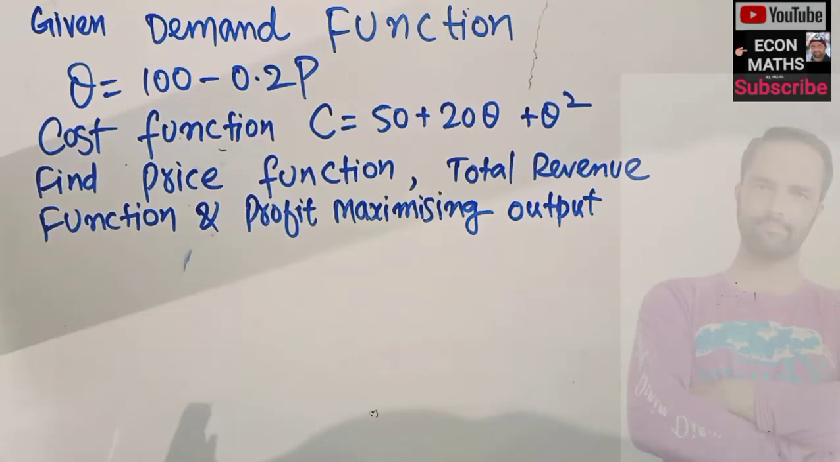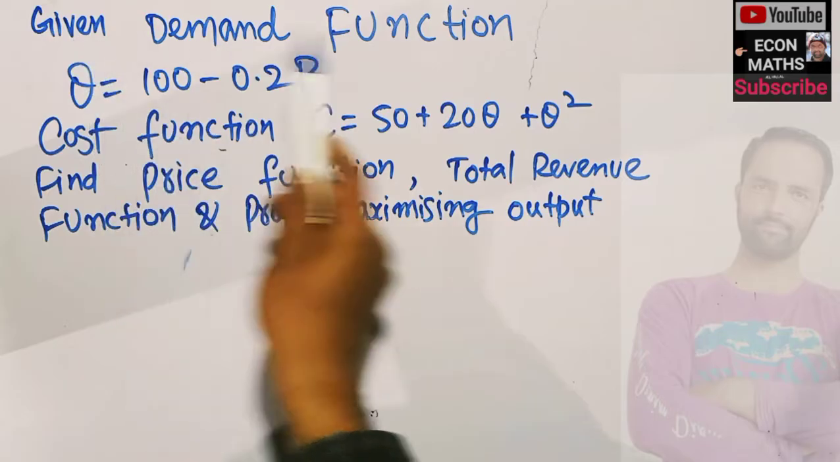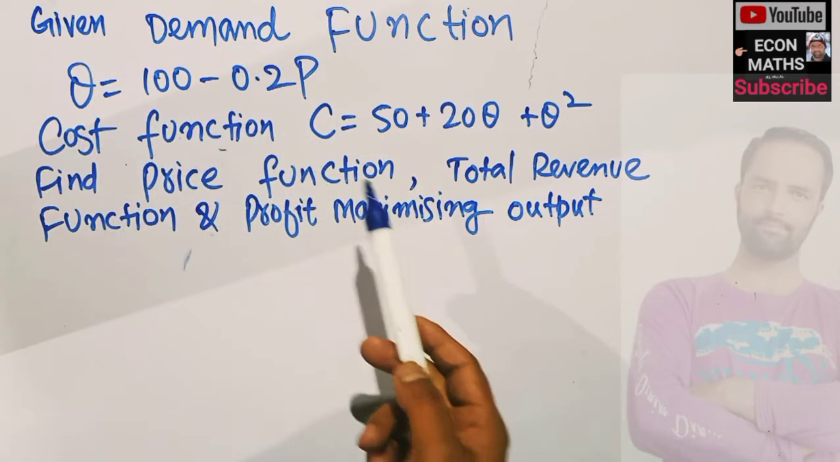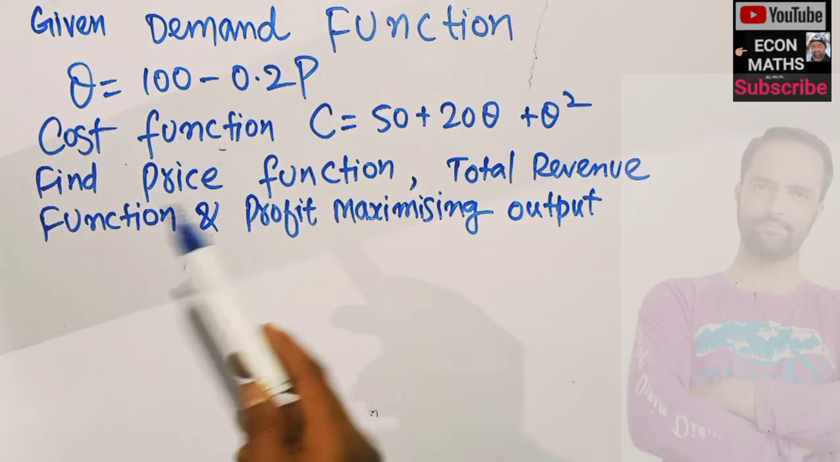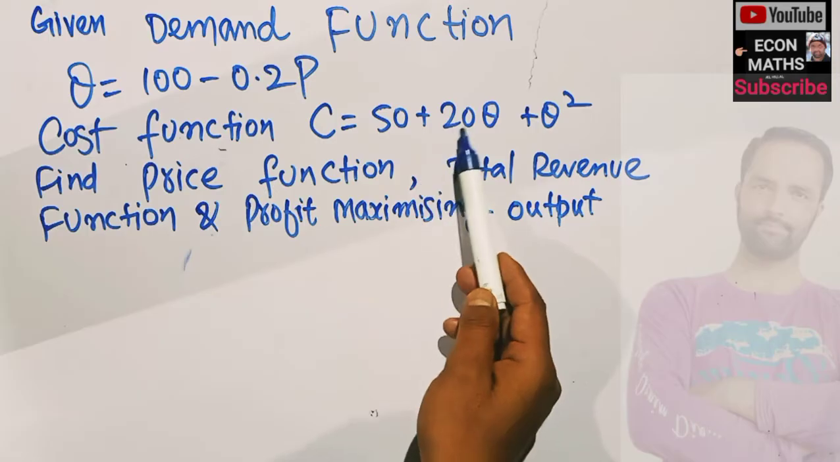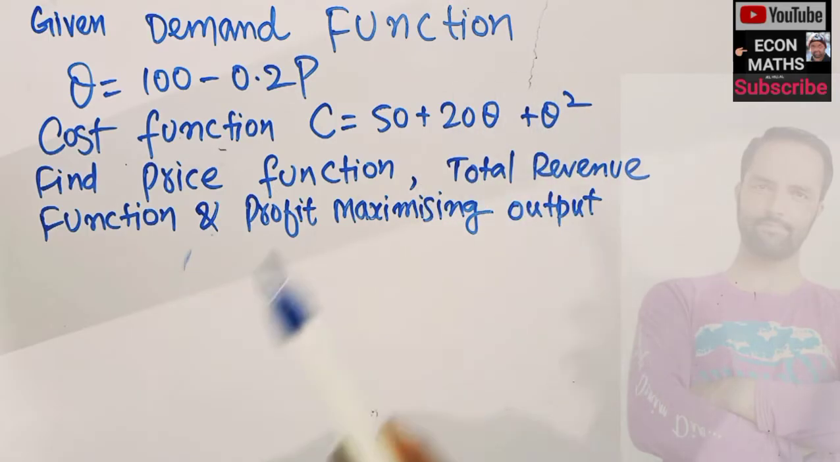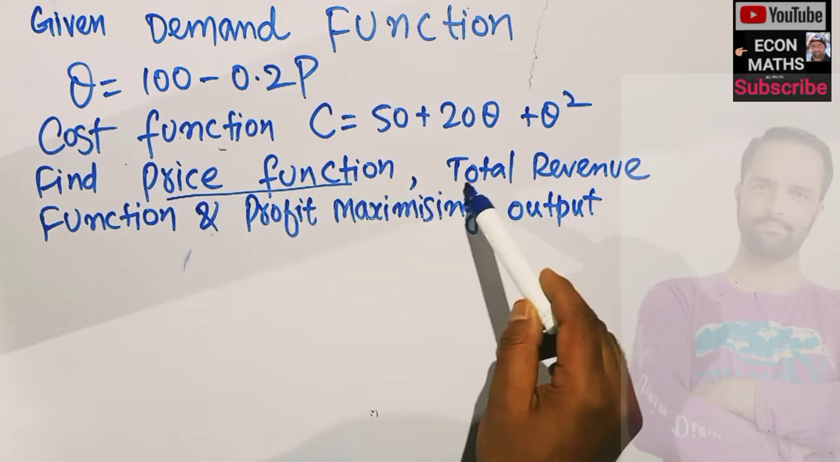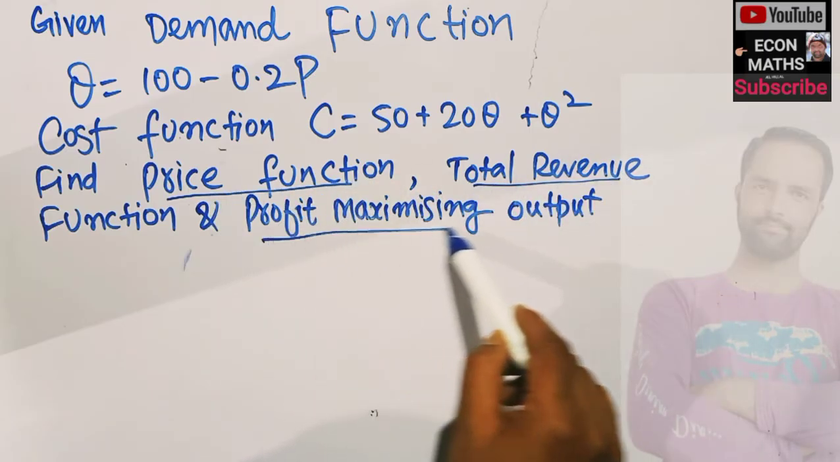In this video, we will solve another question on profit maximization. The question is like this. Given the demand function is Q equal to 100 minus 0.2P, where Q is the output and P is the price, and the cost function is given to us as C equal to 50 plus 20Q plus Q square. We need to find out the price function first, then the total revenue function, and the profit maximizing output.